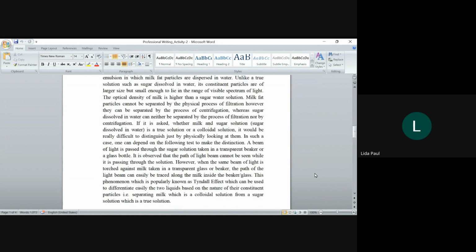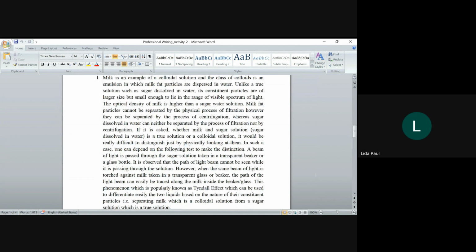Now you can read the passage. And the task is to find out which among the three options that you have read would be considered the topic sentence. Okay.